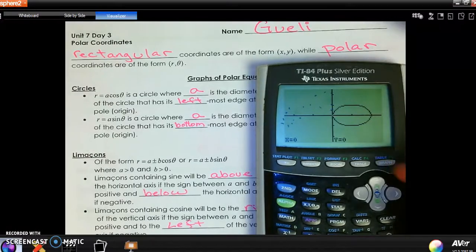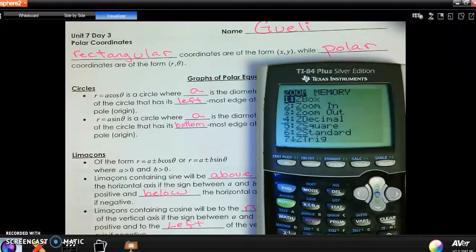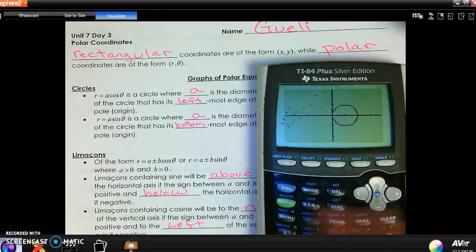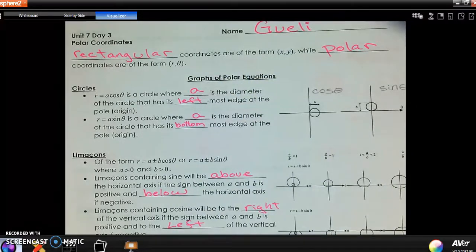Notice there it looks a little more like an ellipse. If you wanted to zoom square, that'll definitely make it look more like a circle. These questions on the AP exam will appear as both calculator and non-calculator, depending on the type of question. So I wanted to show that calculator move on there.